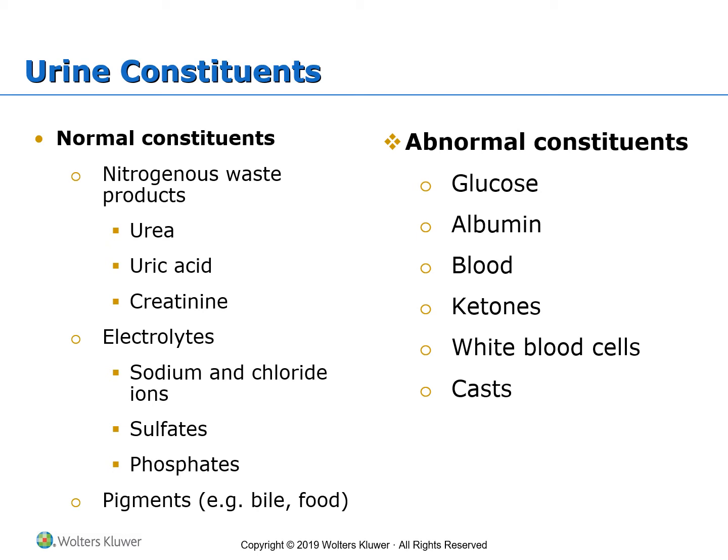We described the normal ones. Now we need to describe what we don't want to see, which means an abnormal constituent, and what may signal that there is an issue with that individual. We look at the constituents when we are doing what is called the urinalysis, and this is part of the regular lab tests that we do in most of our patients.